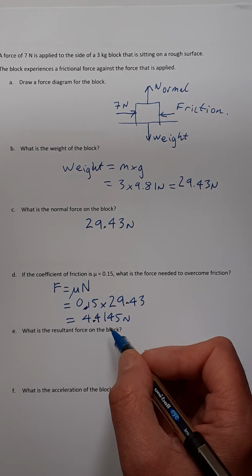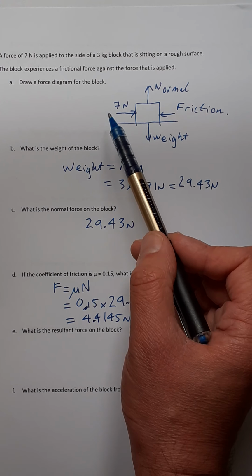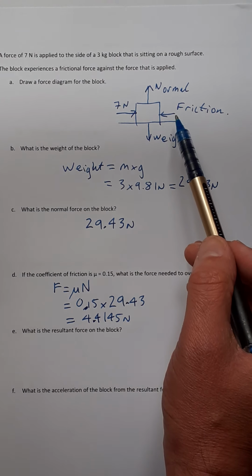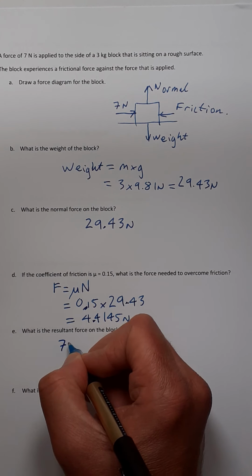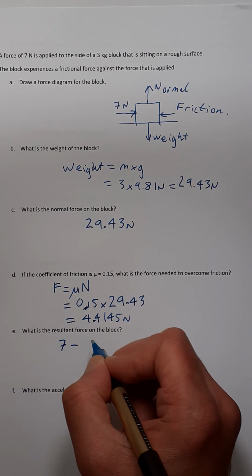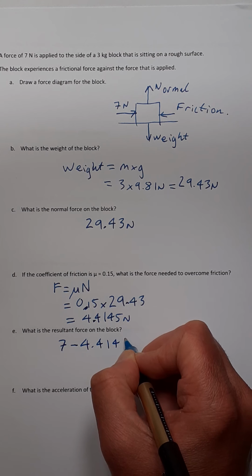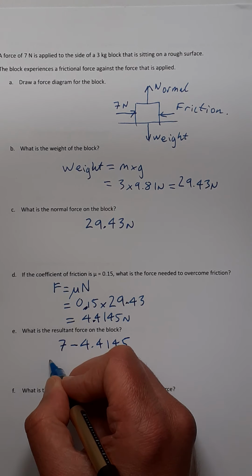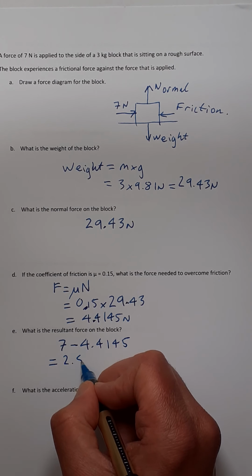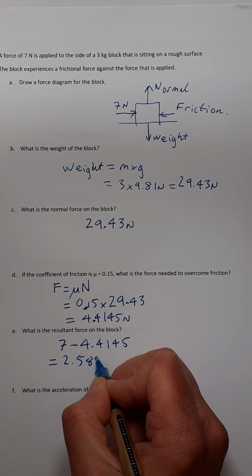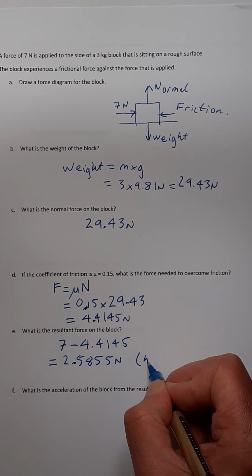And the resultant force on the block, well, let's have a look. We know these two are balanced, and I've got 7 newtons coming in here, and I've got less friction than 7 newtons. So I'm going to say that the resultant force in a horizontal direction is 7 minus 4.4145 newtons, which, if I calculate that, is going to come out as 2.5855 newtons horizontally.